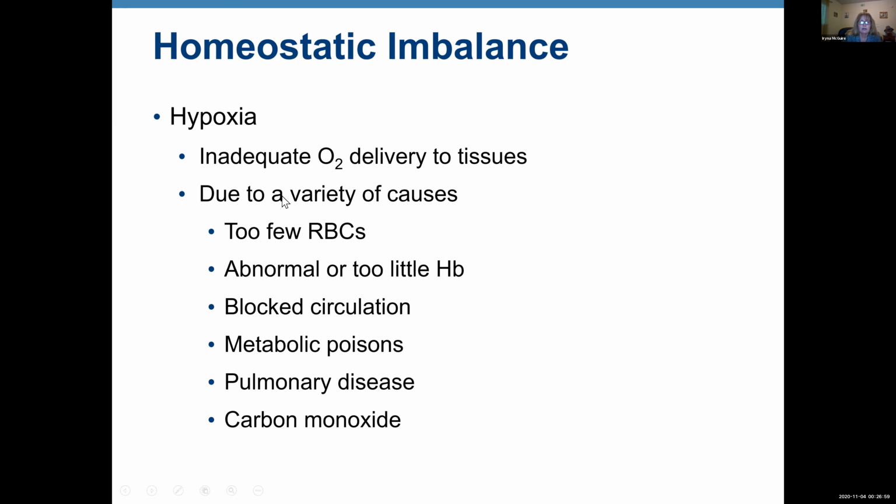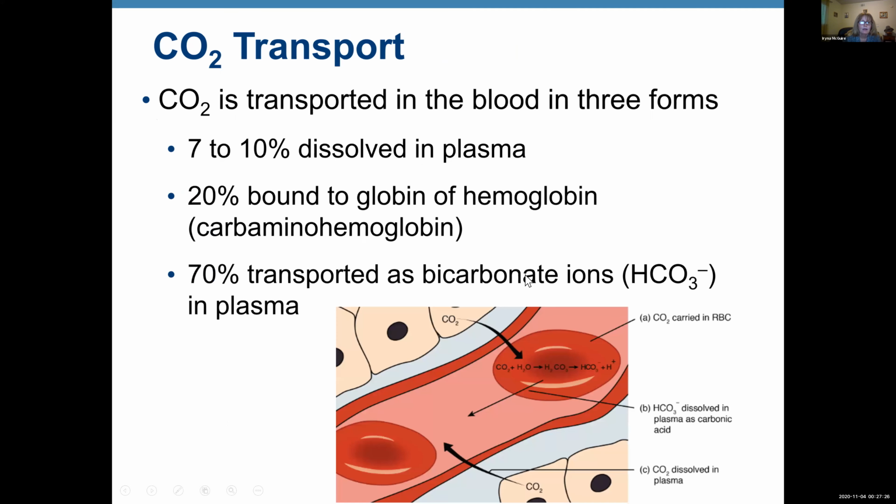Now, hypoxia. Hypoxia is inadequate oxygen delivery to tissues. And why would you deliver a low amount of oxygen to your tissue? It can be for many reasons. Too few red blood cells, abnormal or too little hemoglobin, blocked circulation, metabolic poisons, pulmonary diseases, carbon monoxide, right? So all of that can cause hypoxia. Okay, so that was oxygen transport.